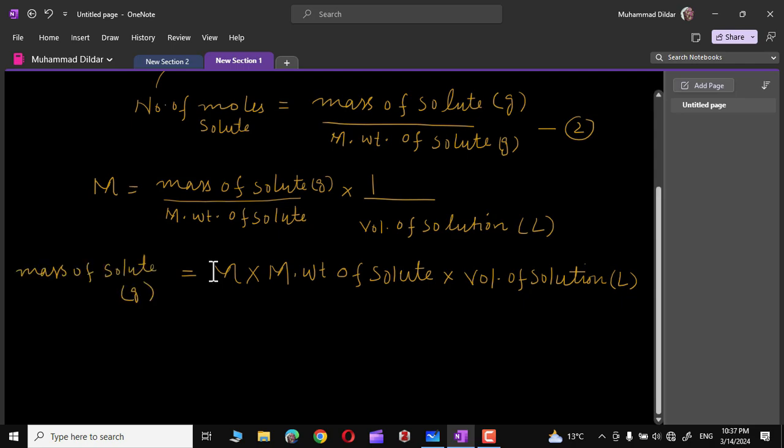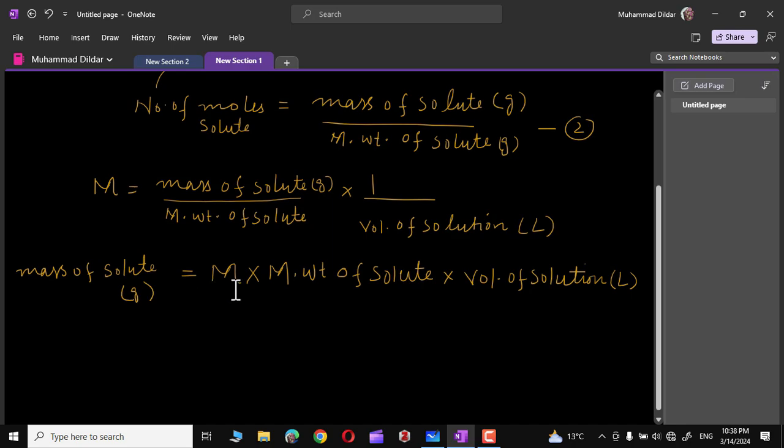Now if you are to prepare a molar solution of a solid solute, then you can simply use this equation to determine the mass of the solute that needs to be put into a volumetric flask. Simply put in the distilled water, shake it, and you are done with your solution.